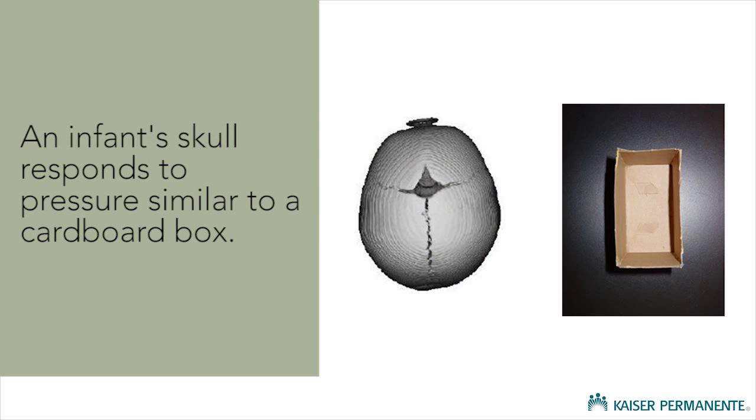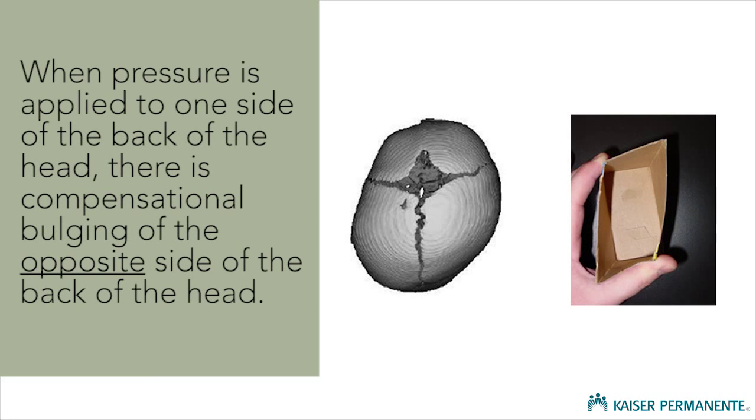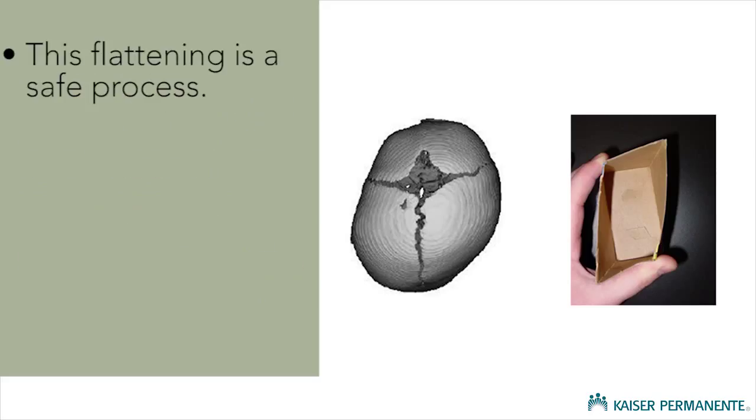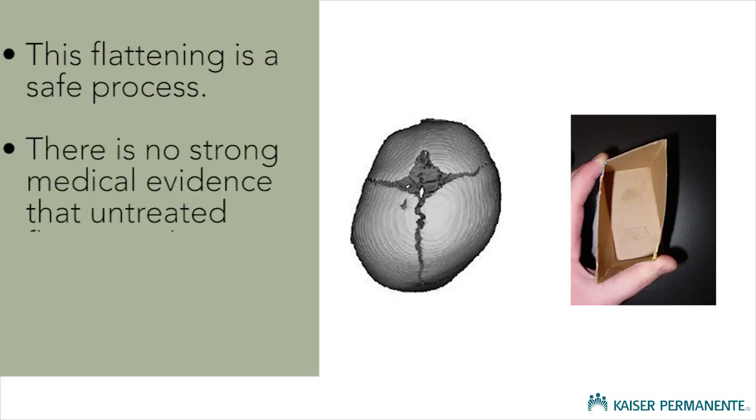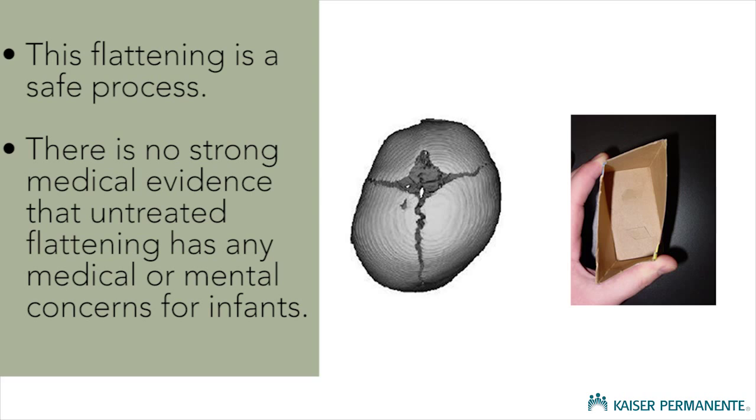Why does this flattening happen? It is a result of outer molding forces on an infant's skull, which reacts to pressure like a cardboard box. Here we see a 3D CT scan of a baby with a normal-shaped skull and a cardboard box. When pressure is put on one side of the back of the head, there is compensational bulging on the opposite side of the back of the head to help the growth of the brain. This flattening is a safe process, which results in a cosmetic deformity of the skull, and there is no strong medical evidence that untreated flattening has any medical or mental concerns for infants.